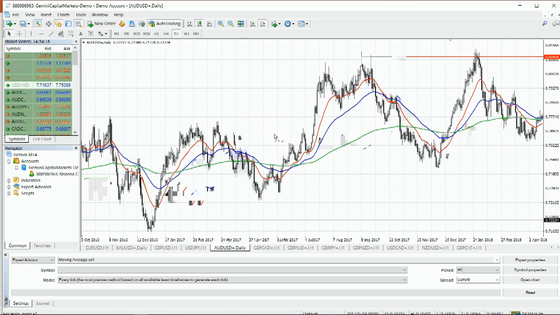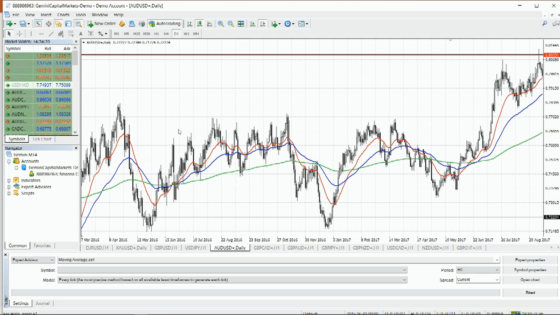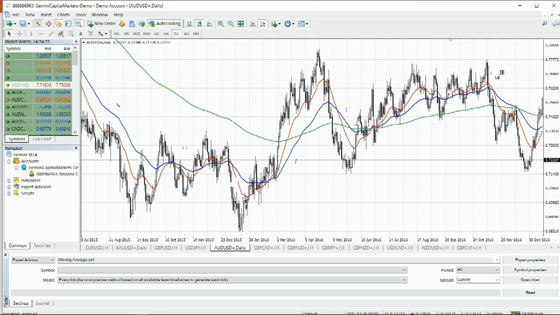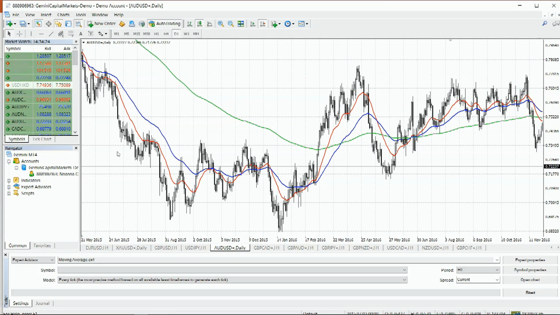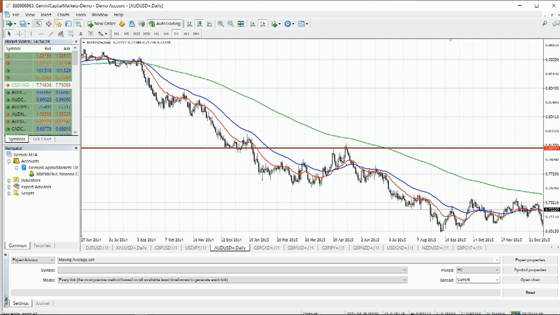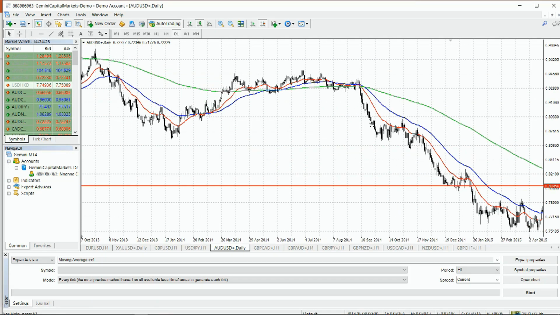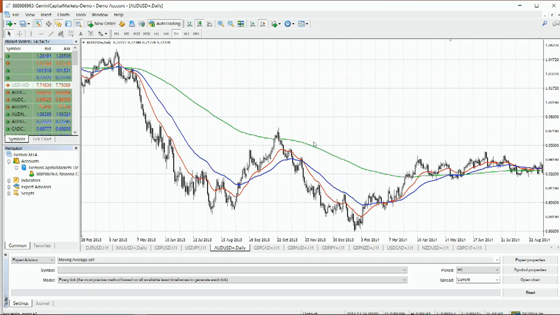You have the same thing here. I can show you over and over again. So you have a market that has been bearish or bullish. Let's look for where it has been bullish and then turns bearish.